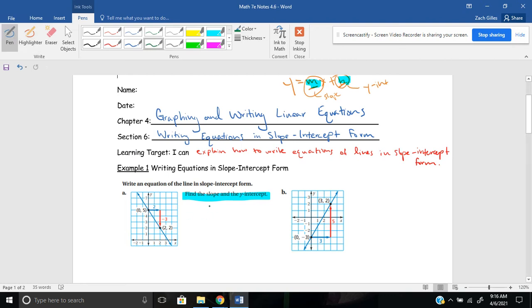So first, let's find the slope. Remember, the slope is the steepness of a line. It's how steep this line is. The other way that you can think about that algebraically is it's the change in your y points, so y2 minus y1, over the change in your x points, x2 minus x1. Right? It's the change in y over the change in x, or some people like to think about it as rise over run. These are all the same, right?